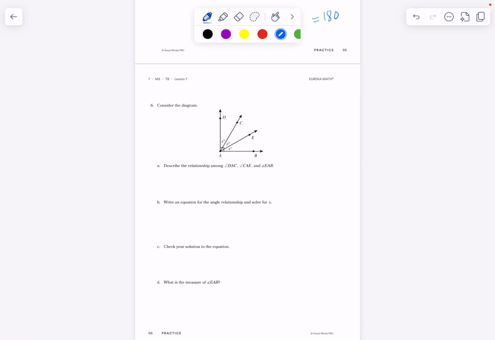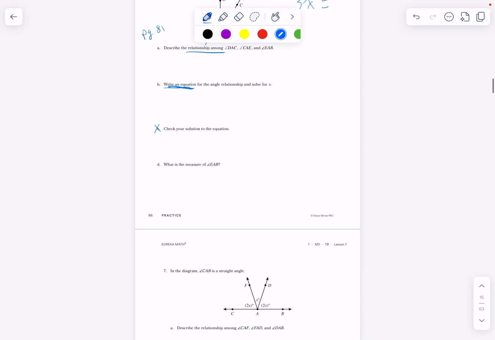Alrighty, number 6, consider the diagram. Awesome. So the relationship, very important. The hint to you is this little box right there. And also if you look on page 81, this is just combined like terms. We've done this multiple times. I'm not going to give anything away here too much, but I will say it's going to be X plus X plus X equals something. And my hint to you is to combine those like terms. So you should have 3x equals something. That's my hint to you. Don't worry about part C. But again, I really want you to write that equation. Let's see. So that's it for number 6.